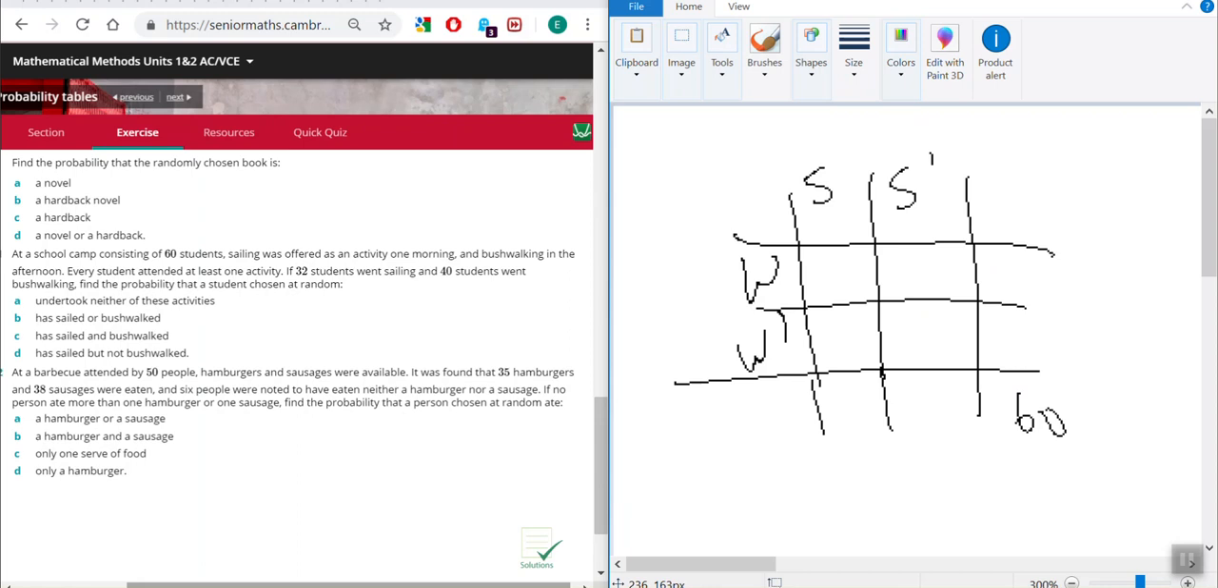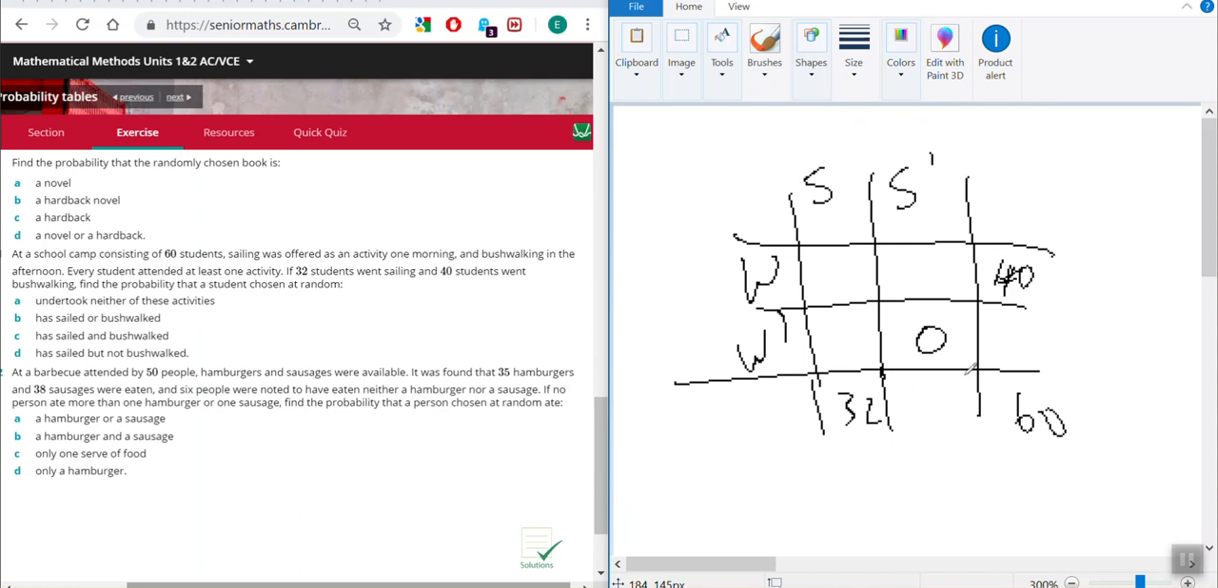We know 32 students went sailing, and 40 went bushwalking. Now the key thing is we know that no students did no activity. So obviously I can't fill the table in without another box being filled. The other box is here, because no student did no activity. They at least did one activity, so that must be 0 there. That was the magic number that you need to put.